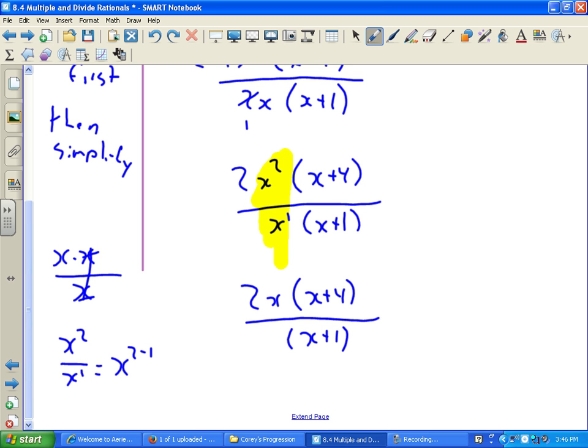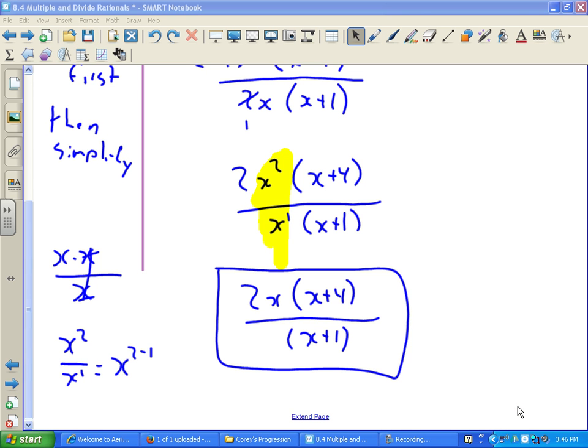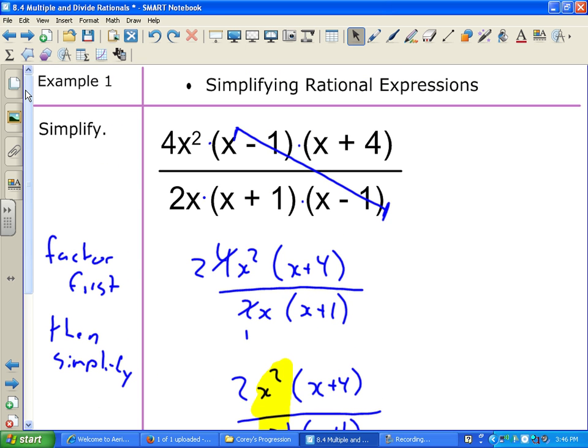At this point, I do not have any other common factors that I can remove. Students like to magic math their way out of this. This is your answer. Do not do anything else with it. That's all you need to do. It is reduced. That is simplified. So don't do anything else. Factor first, then simplify. That's the name of the game today.